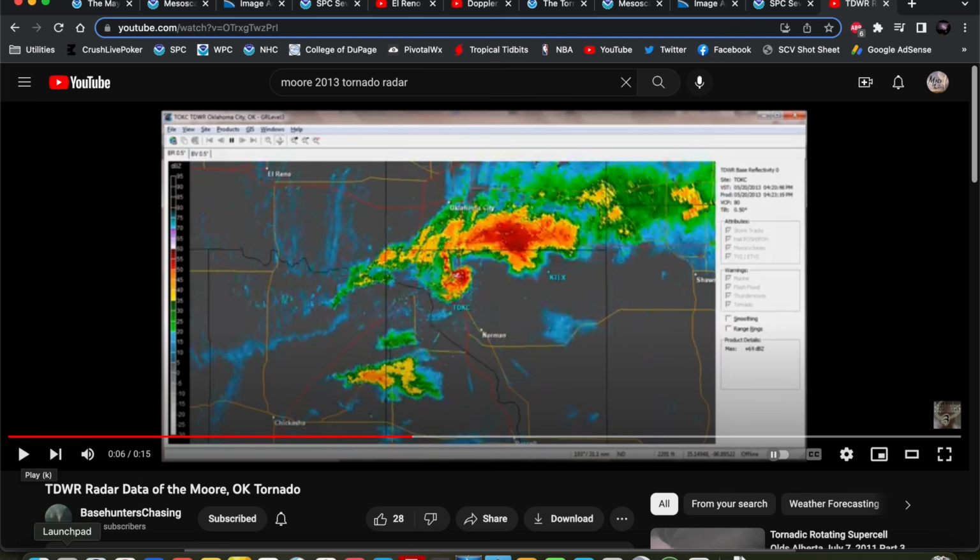So you can see even more clearly there, here's the dry line. Here's our frontal zone. Perfect triple point showing up on the TDWR radar at Will Rogers Airport in Oklahoma City. And just a textbook tornado-producing supercell there.